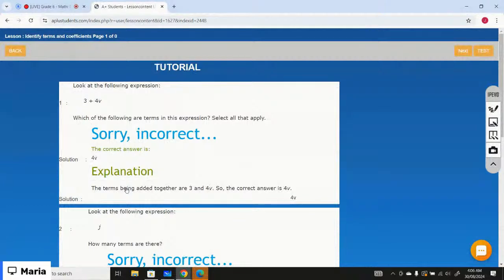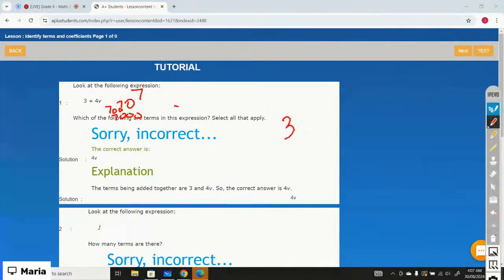Look at the terms. 3 and 4v, they are terms, right? They are written together with this addition sign, right? So 3 and 4v are the terms. So the correct option is 4v, given the options, I think, right?